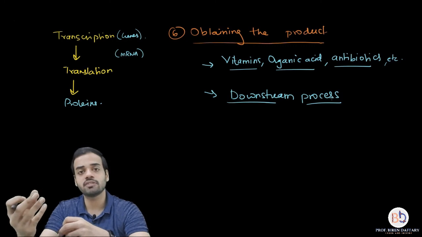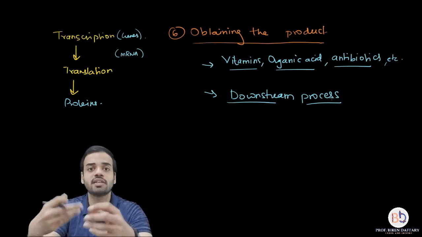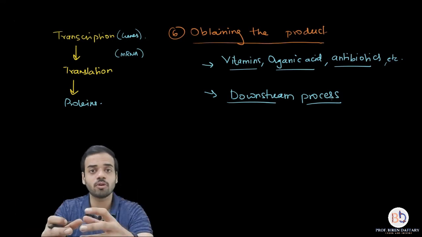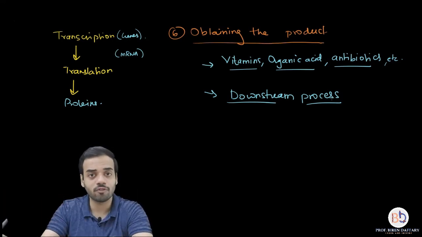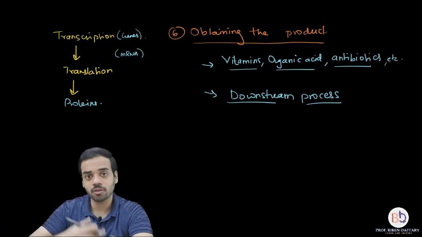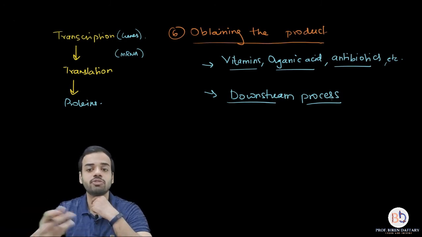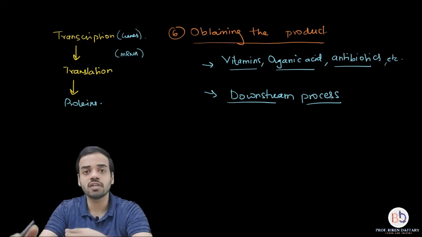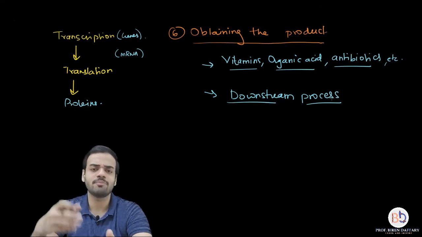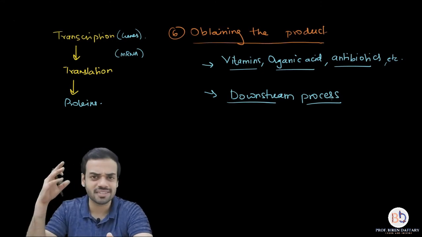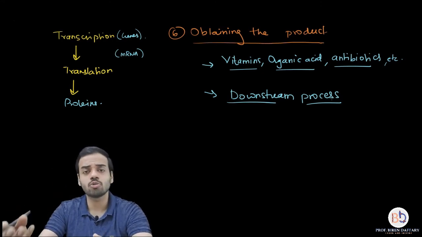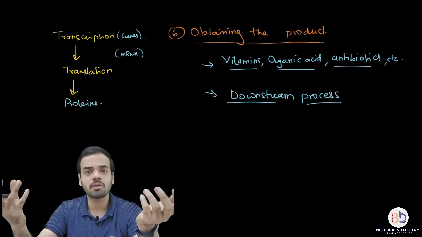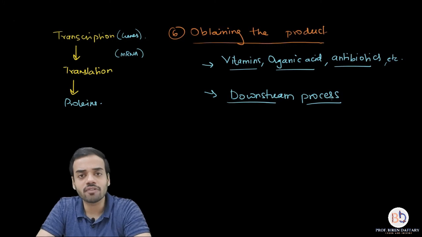Upstream process is a process in which you are growing the microorganisms to form the product. Once the product has been formed by the microorganism and you want to remove the product, that is called downstream. So using downstream process techniques, different techniques are there, you can remove the desired product which has been formed: vitamins, organic acids, antibiotics, any other proteins, enzymes. Once they are removed from the E. coli, you can use them. Simple. That is the end of recombinant DNA technology.